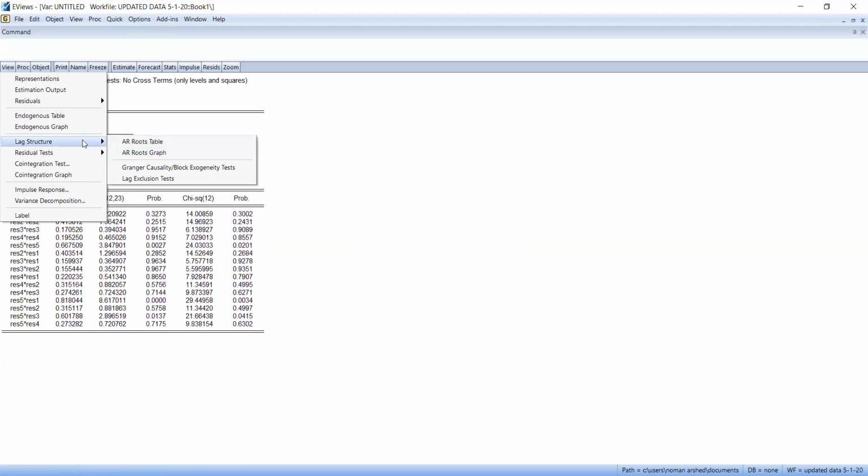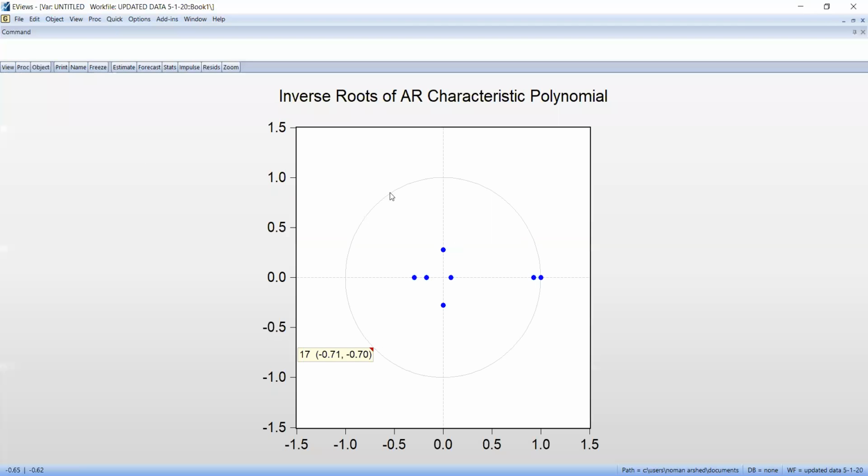When your model is complete, you can check for stability. For that, you can use this AR roots graph. These dots should be inside this circle. There's only one dot on the circle. Ideally, no dot should be on the circle or outside. There are seven dots, because there are seven lags in the model. Some variables have 2 lags. Since all of the dots are inside, it means the model is stable.